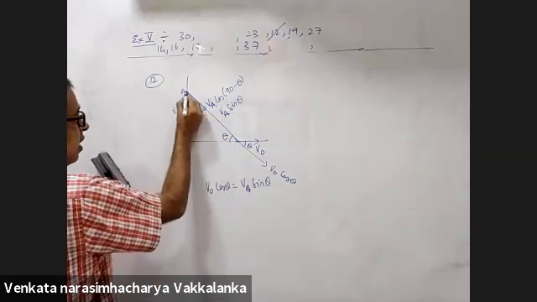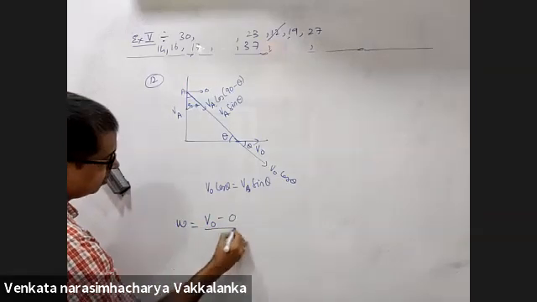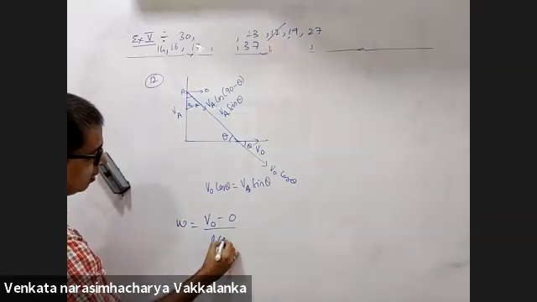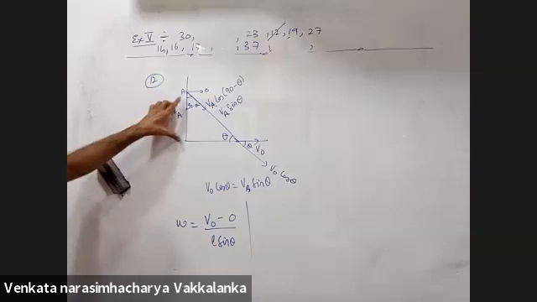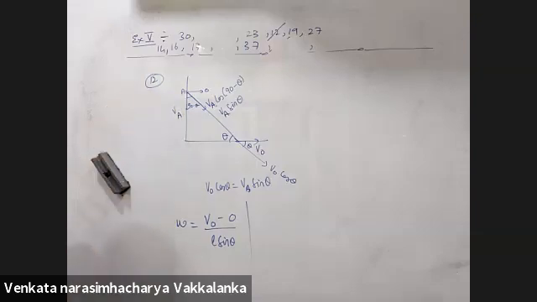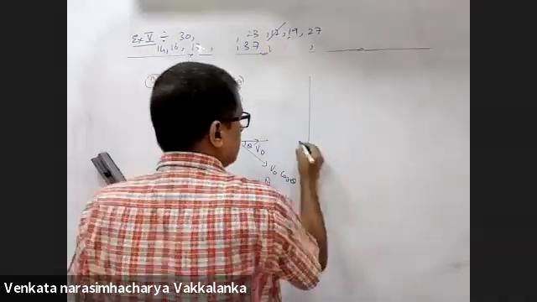Now for the angular velocity, I know this point's velocity is 0. What is the angular velocity? Omega is V naught minus 0 divided by the perpendicular distance, L sin theta. Now once I know omega, how will I get the velocity of the center of mass?